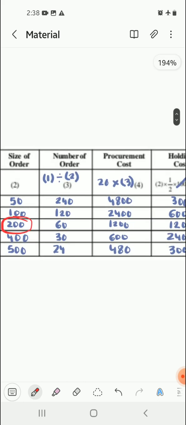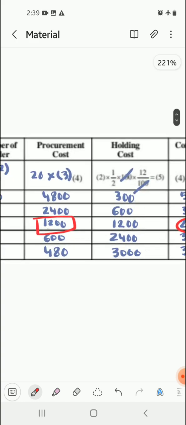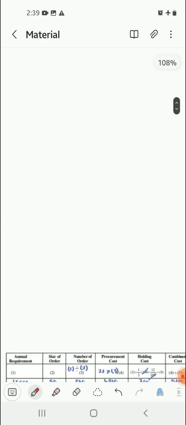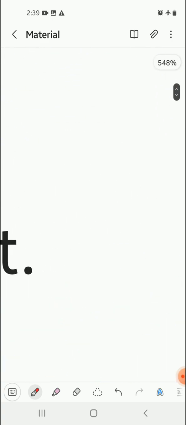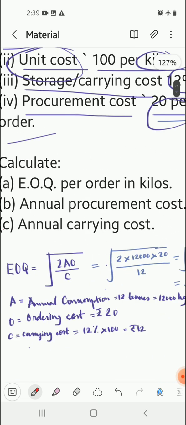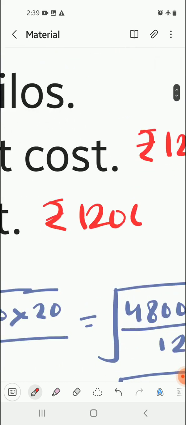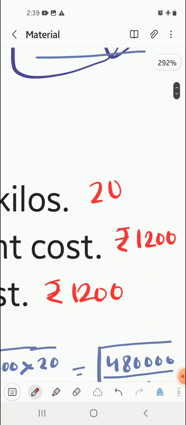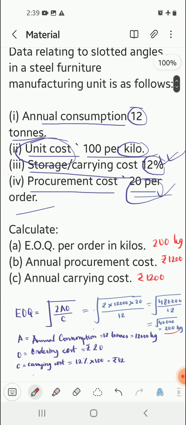That is over here, the annual procurement cost is this 1200, and we were also asked to find the annual carrying cost. So the holding cost or the carrying cost is 1200 here. So in the question we were asked to find out two things: the annual procurement cost, that was rupees 1200, and also the carrying cost, that is the holding cost, so that is 1200. And over here 200 kgs is my EOQ per order in kilos.